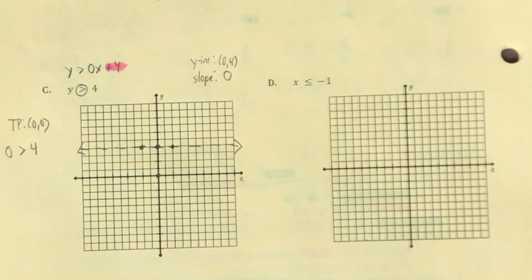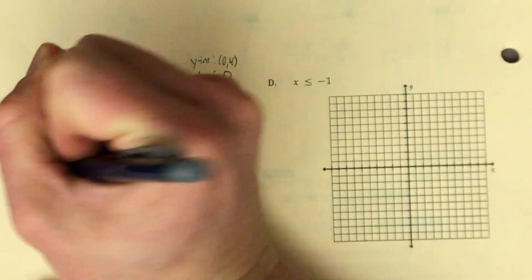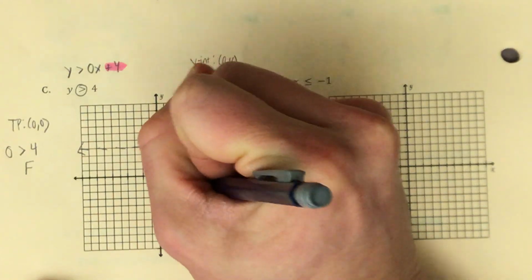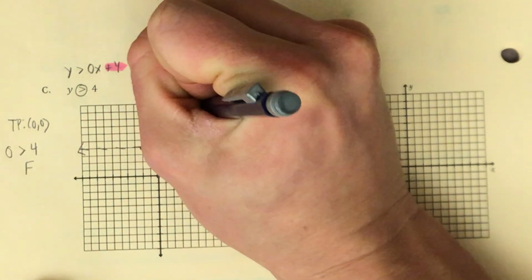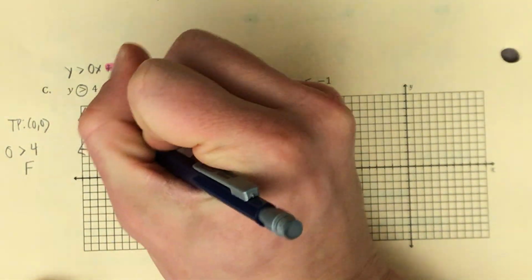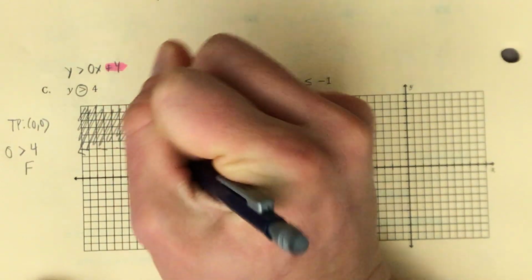So I ended up with 0 is greater than 4. I need to decide if that's true. 0 is not greater than 4, so that's false. So everything on the side of the line where the test point was would be false, which means everything on the opposite side would be true. So all the solutions always lie on the true side, so I need to shade above my line.